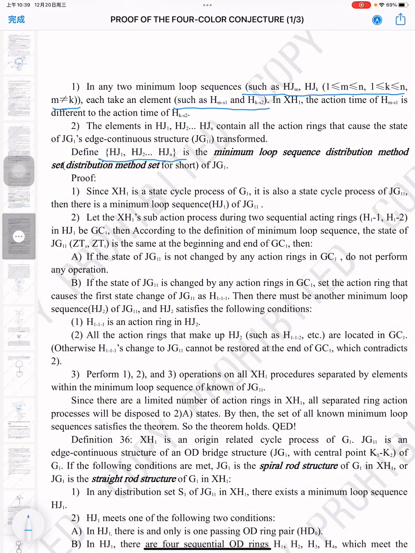Proof. 1. Since XH1 is a state cycle process of G1, it is also a state cycle process of JJ11. Then there is a minimum loop sequence HJ1 of JJ11. 2. Let the XH1's sub-action process during two sequential acting rings H1-1, H1-2 in HJ1 be GC1. Then, according to the definition of minimum loop sequence, the state of JJ11, ZTS and ZTT, is the same at the beginning and end of GC1.